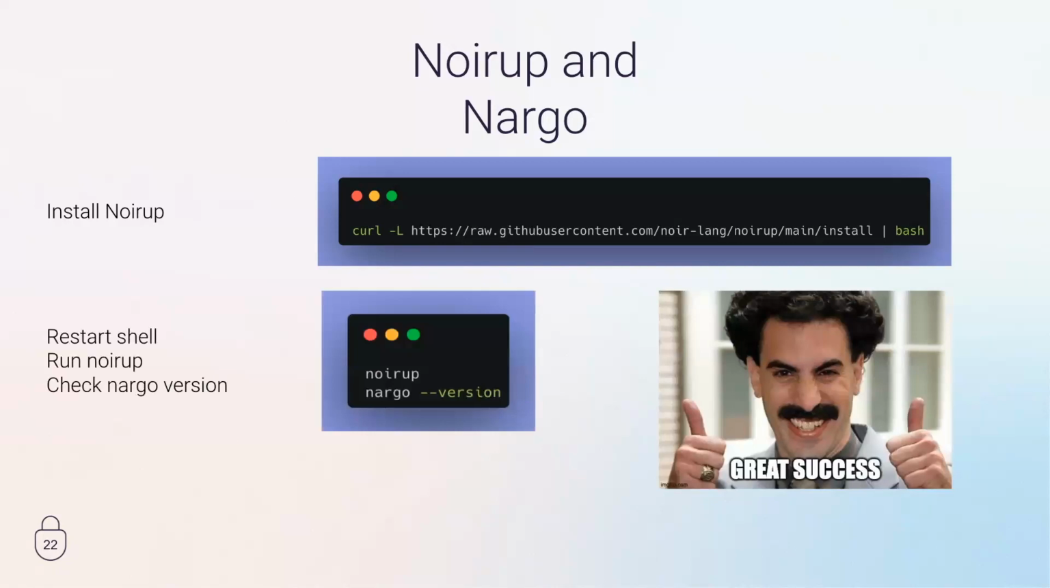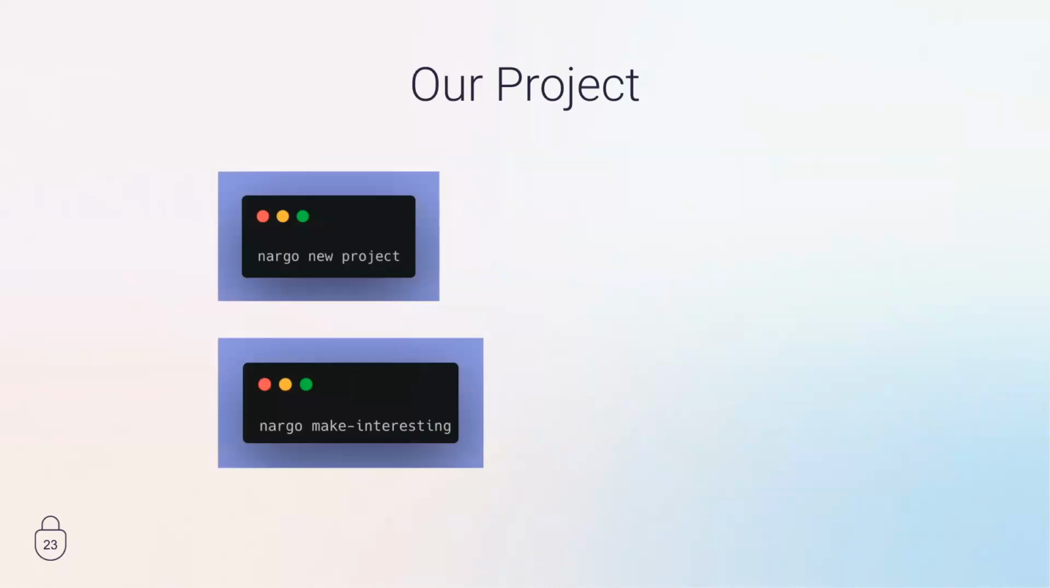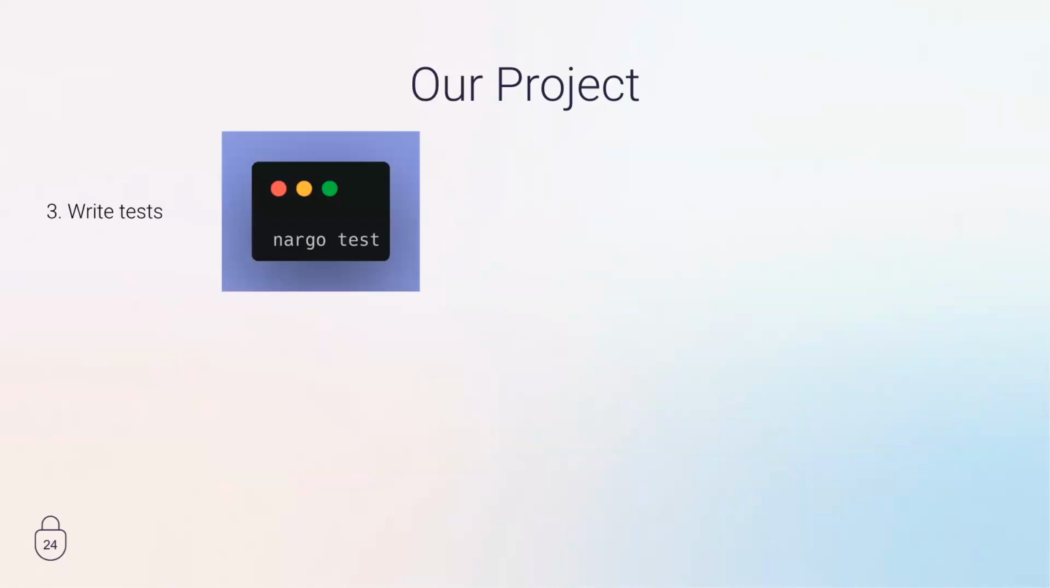You can use NoirUp, and it will install the latest stable version of Nargo, and you can check that it should be 0.7.1 at the time of recording. Then I'm going to start a new project with the command nargo new. That will create a new project, and then nargo make... interesting. Well, not too much. And then you can write tests. As I said, testing is really cool because you don't have to prove to test. It's much faster.